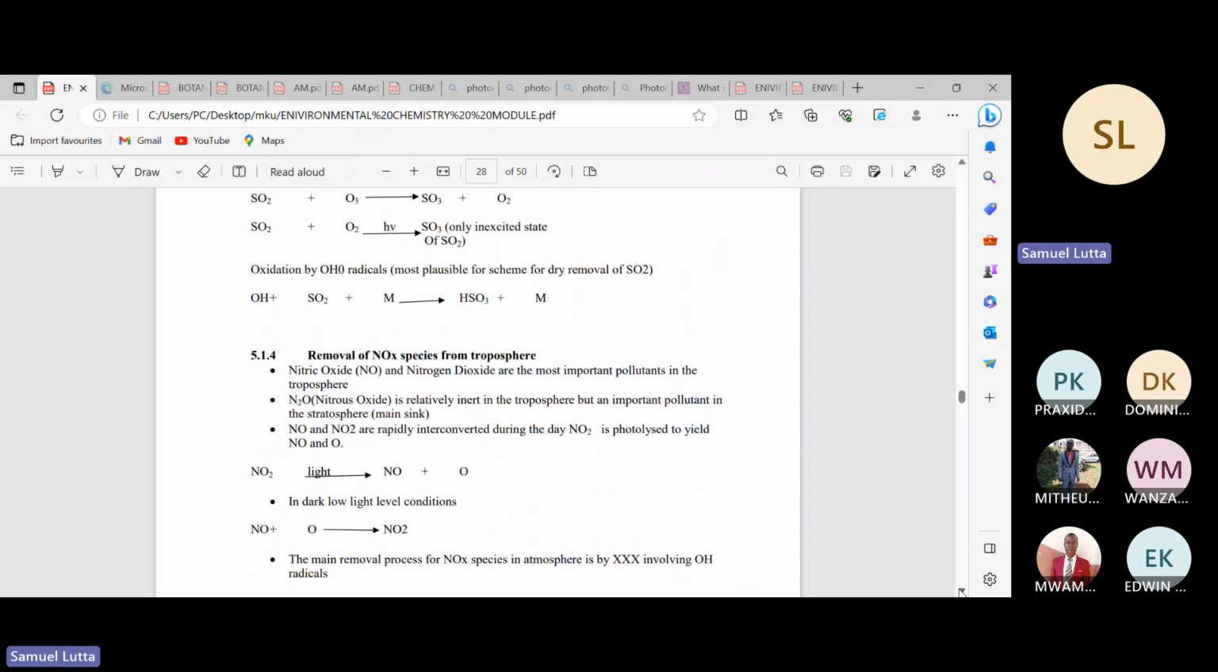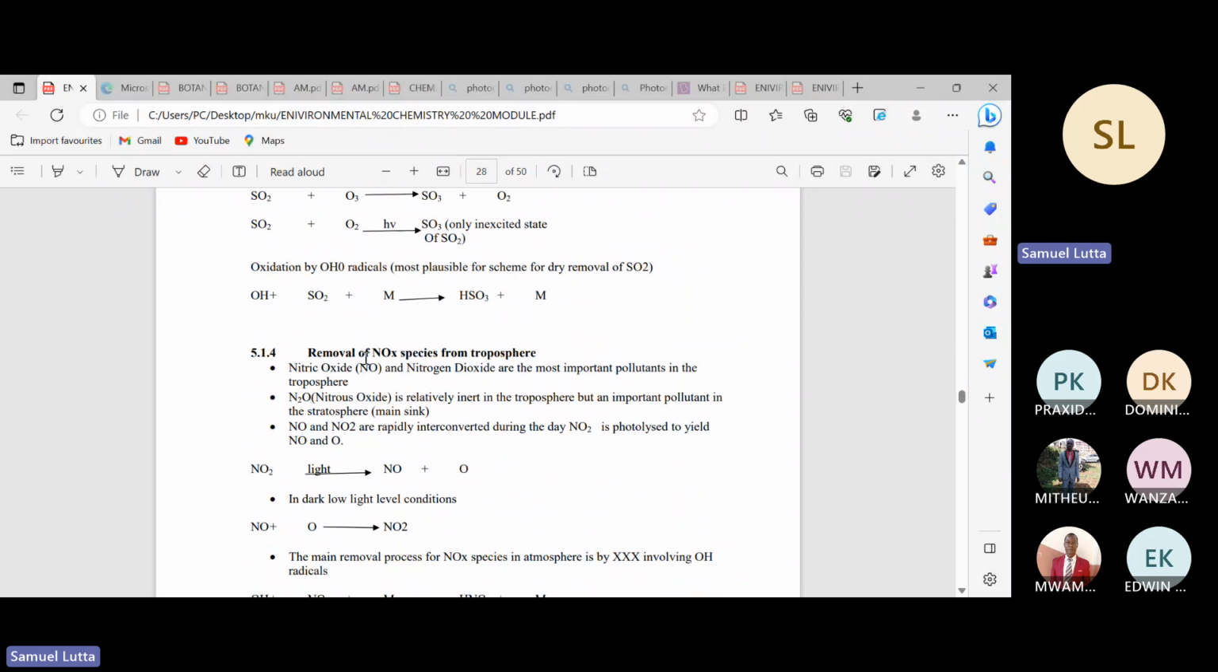Now, the other gas that we mentioned in the atmosphere is NOx, or the oxides of nitrogen.